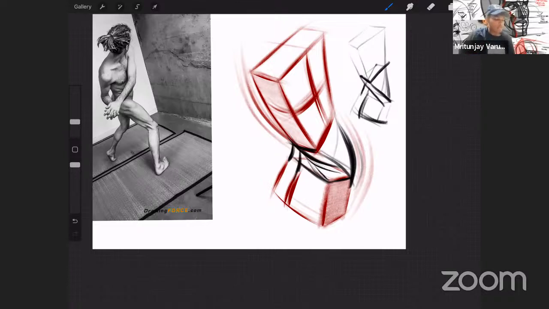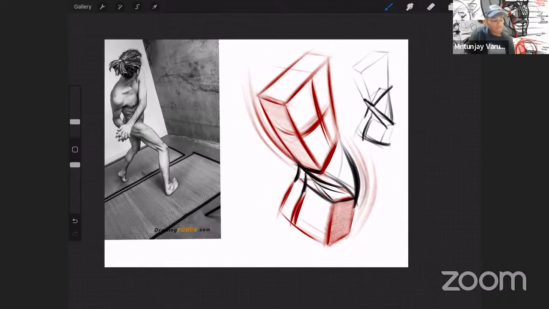Again, just like I said, not for beginners, but it's very fun. And this reference is very fun to draw, actually.